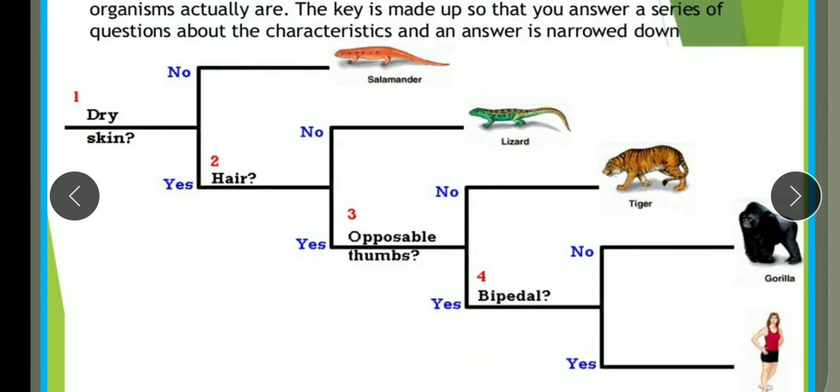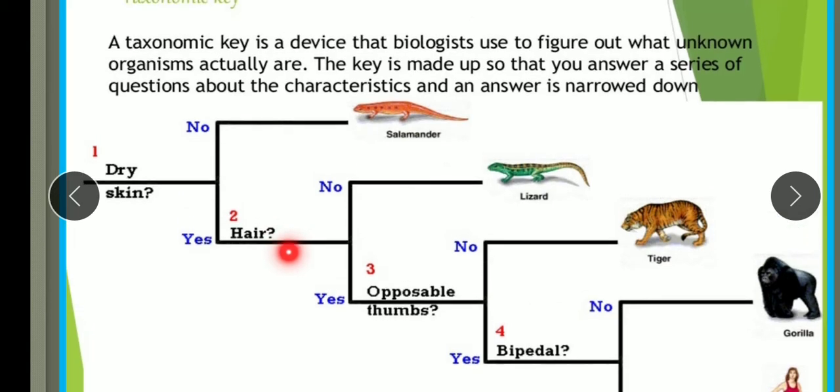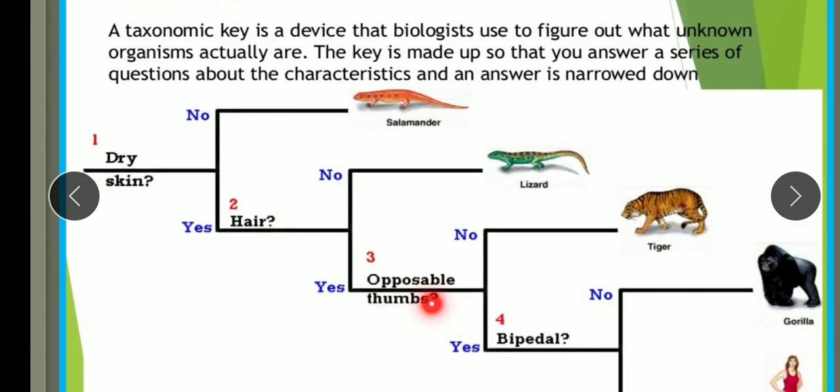So we'll start with the first question: does it have dry skin? If yes, then go to point 2. If no, then it is a salamander, because it belongs to the amphibia and it has moist skin. Understood? If yes, then again, does it have opposable thumbs? No, it means it is a lizard.